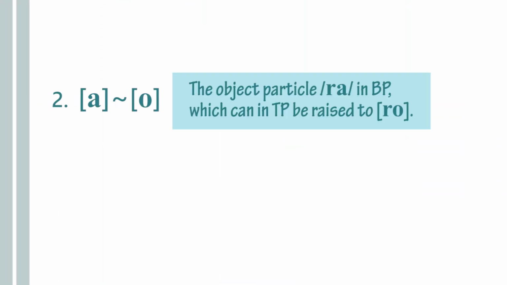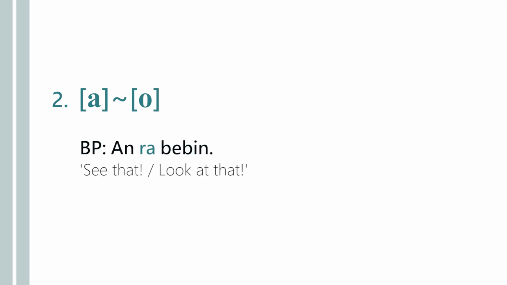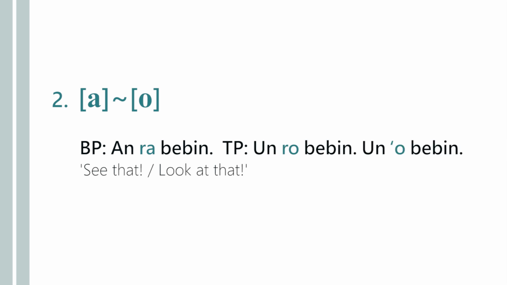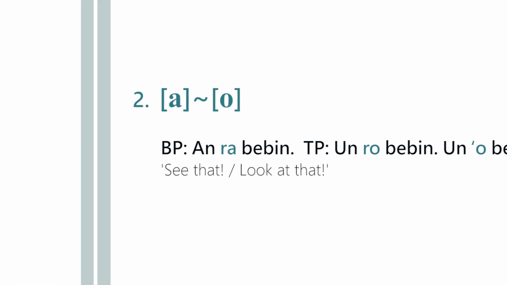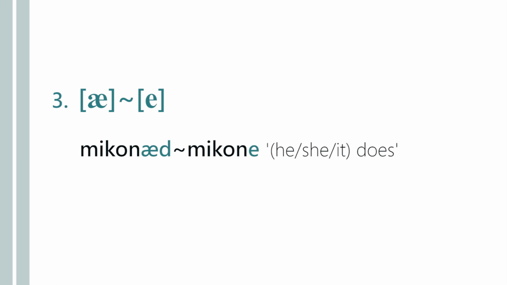So the object particle ra in BP, in TP, can be raised to ro. The sentence "an ra bebin" can become "un ro bebin," or in more rapid speech can become "uno bebin." So here you have a change of a to o. You have a change of a to e: mikonad becomes mikone, he or she or it does.